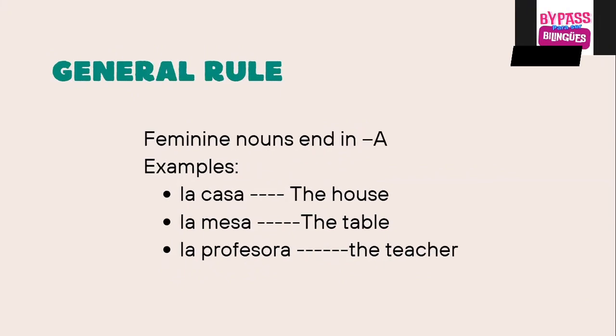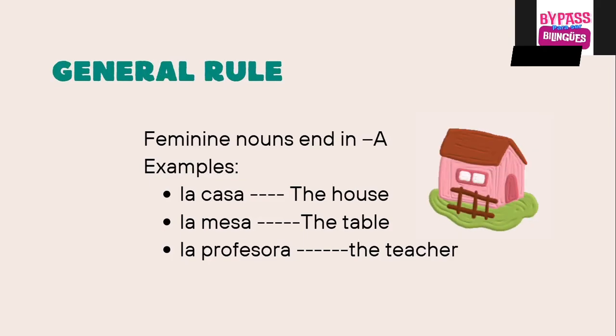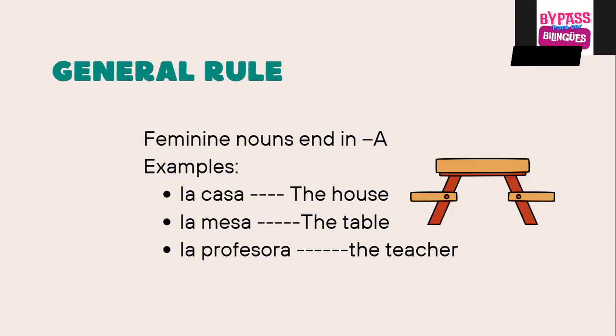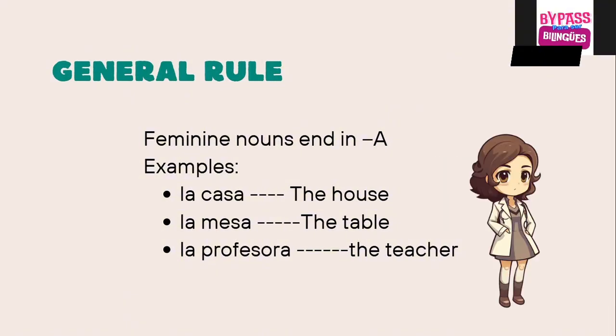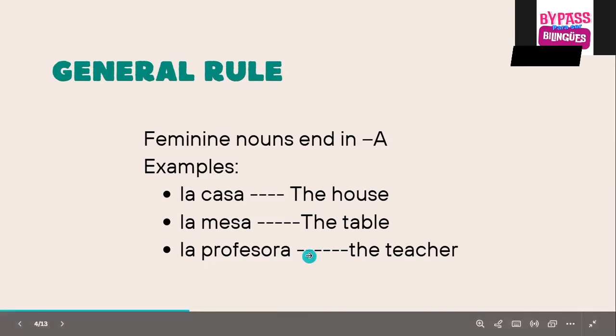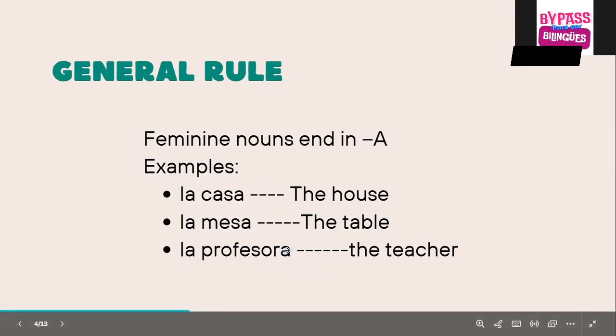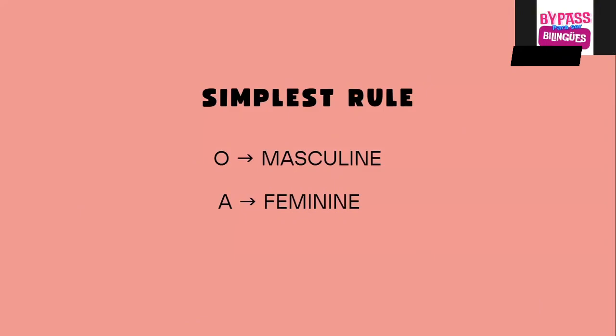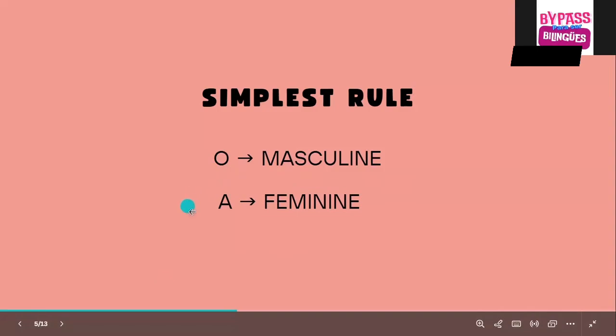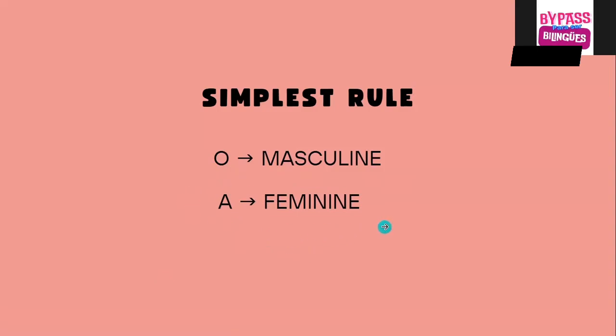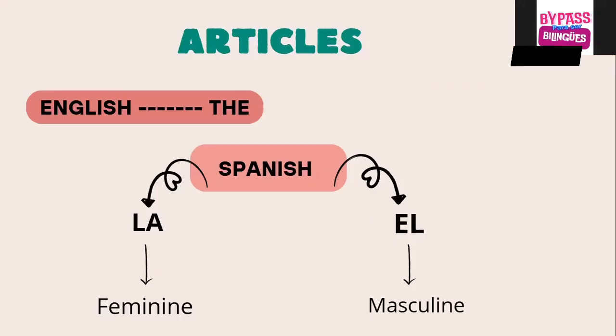Another general rule is that feminine nouns end in A. For example, la casa, the house. La mesa, the table. La profesora, the teacher. This word ends in A, like this. Excellent. So, in conclusion, the simplest rule is O, masculine, and A, feminine. So far, so easy, right?